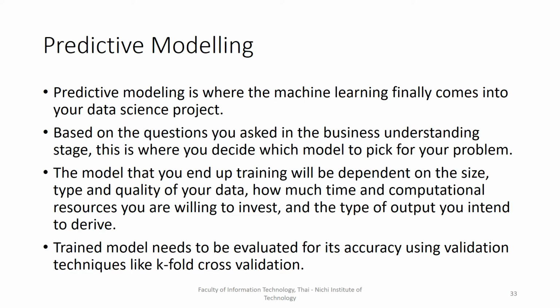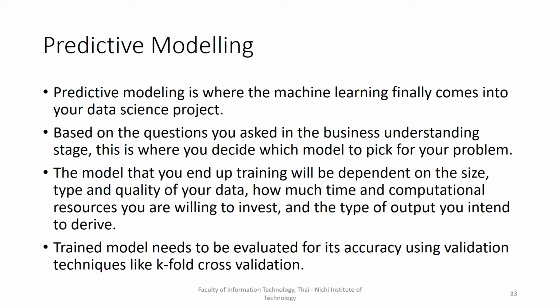Predictive modeling is where the machine learning finally comes into your data science project. Based on the questions you asked in the business understanding, this is where we have to decide which model we have to pick for our problem. Like we have a problem and we need to look for a solution. This solution will form an addressing of various techniques based on the business understanding stage. The model that we end up training will be dependent on the size, type and quantity or quality of the data, how much time and computational resources we are willing to invest, and the type of output we intend to derive.